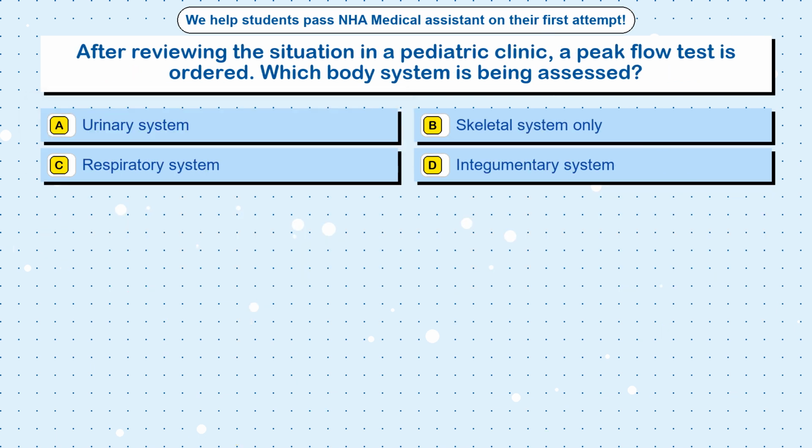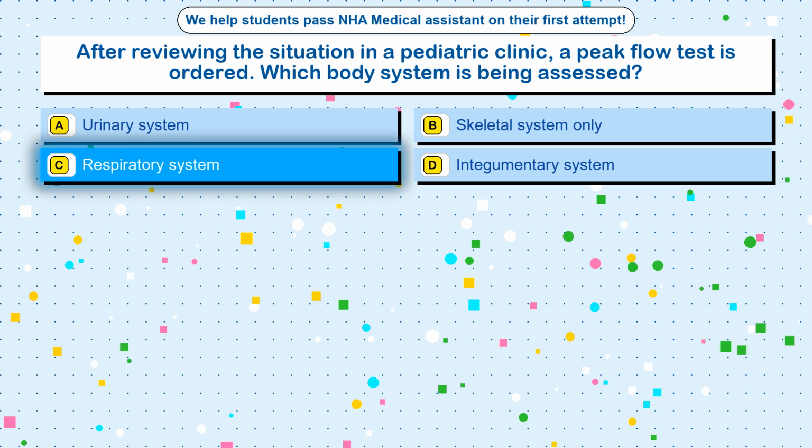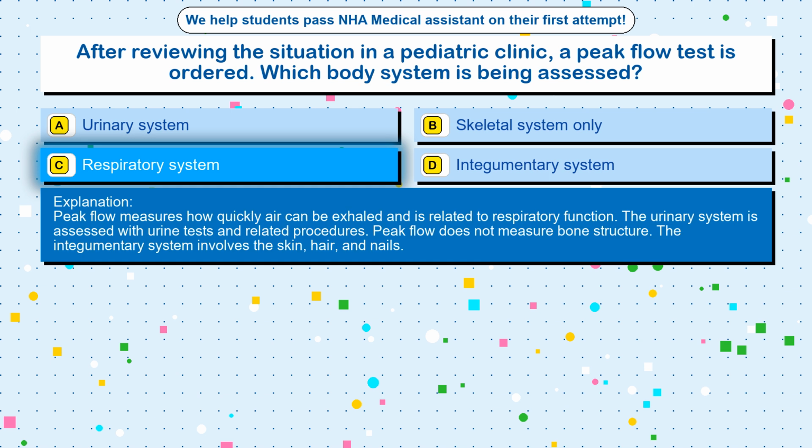Question 82. After reviewing the situation in a pediatric clinic, a peak flow test is ordered. Which body system is being assessed? Option A. Urinary system. Option B. Skeletal system only. Option C. Respiratory system. Option D. Integumentary system. The correct answer is option C. Respiratory system. Peak flow measures how quickly air can be exhaled and is related to respiratory function.